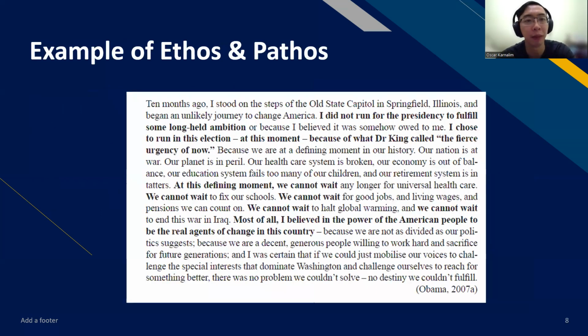This is an example of ethos and pathos, again from Obama's speech. You can see the bold text. So I did not run for the presidency to fulfill some long-held ambition. I chose to run in this election at this moment because of what Dr. King called the fierce urgency of now. So this is more like ethos. And then for pathos, we say that at this defining moment, we cannot wait any longer for universal healthcare.